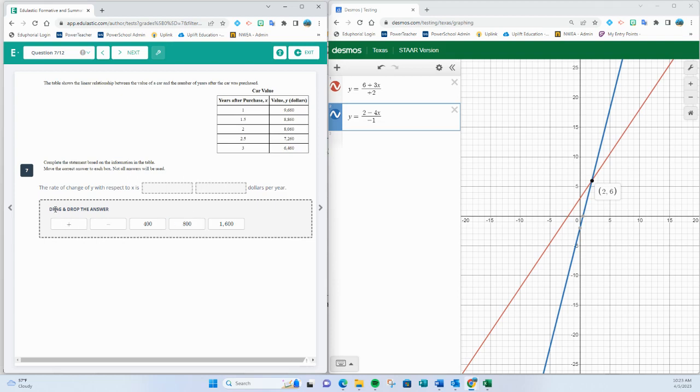Here I have a drag and drop answer. So the rate of change of y with respect to x is blank. It looks like positive or negative, and then dollars per year.